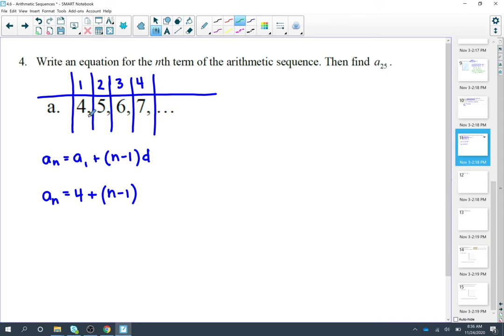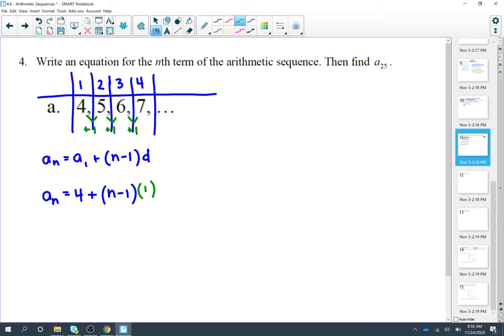So in order to find that, how do you get from 4 to 5? Add 1. How do you get from 5 to 6? Add 1. How do you get from 6 to 7? Add 1. So your common difference is 1, and we're going to multiply by 1.